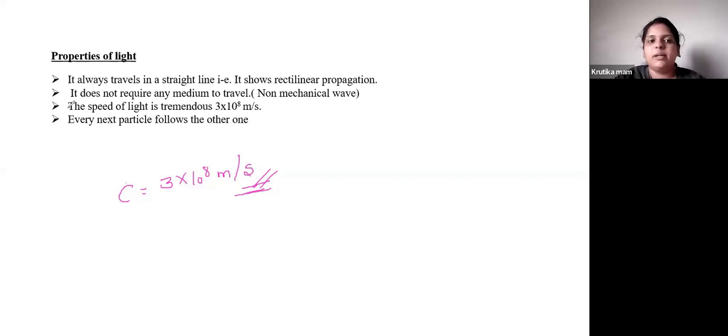Next, fourth point: every next particle follows the other one. So what is the meaning of this? Light travels, and already we said that it is moving in a straight line. So in a straight line, obviously each particle follows the other, one behind the other. So each particle, the next particle follows the other one. That is also a very true statement, because in straight line motion, the fourth point is mandatory. Every next particle follows the other one.